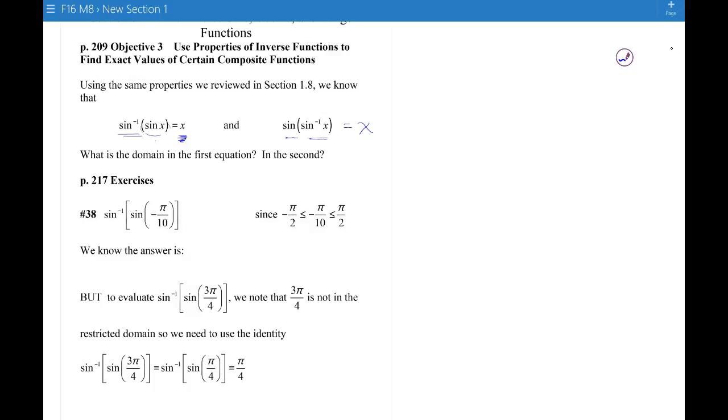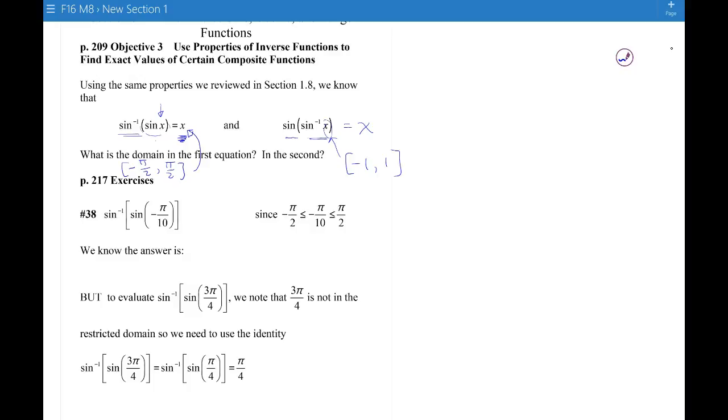we started. So in the first equation, the domain, let's see, sine of an angle. The first equation, the domain is negative pi over 2 to pi over 2. So your x has to be in negative pi over 2 to pi over 2. But in the second equation, you're doing the inverse first. So that has to be between negative 1 and 1. Those are the only numbers we can find inverse sine of.